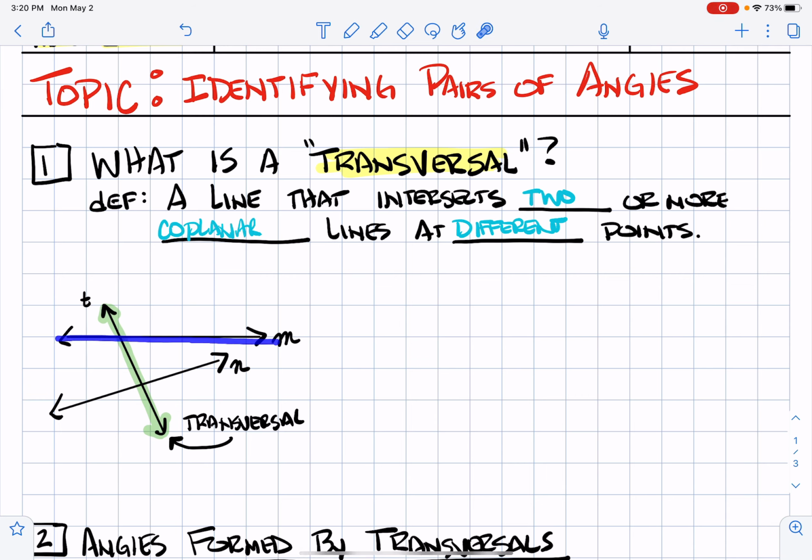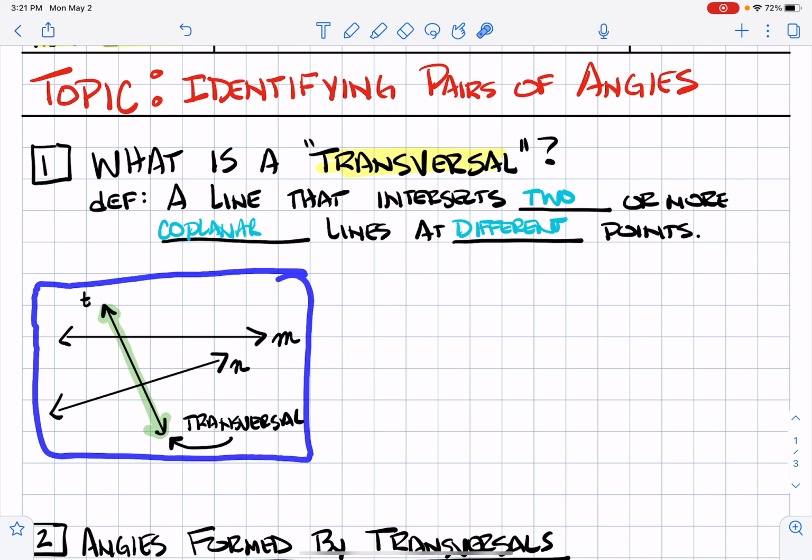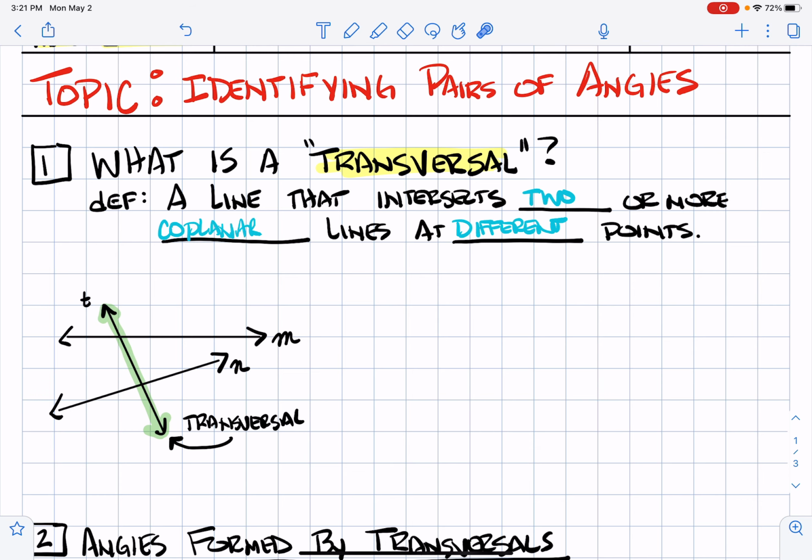So here's line M and here's line N. First you should note that M and N are coplanar because they're in the same plane. The transversal is going to be line T because it intersects them in different points. So it intersects line M there and intersects line N down there. Therefore, that right there is my transversal. So we really got to get good at understanding this picture right here. That's what a transversal is, and that's everything we need for box number 1.